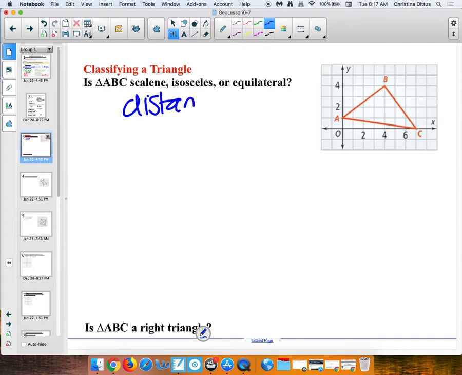Wait. Are these proofs? No, they're not proofs. Darn it. I hate proofs. Do you think I should only find one side length? No. How many do I have to find? All of them, because you have to find out what kind of triangle it is. Yes, ma'am.